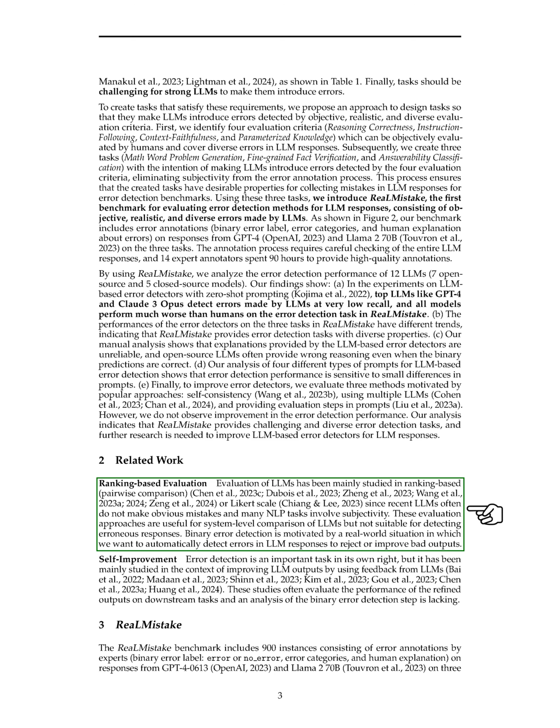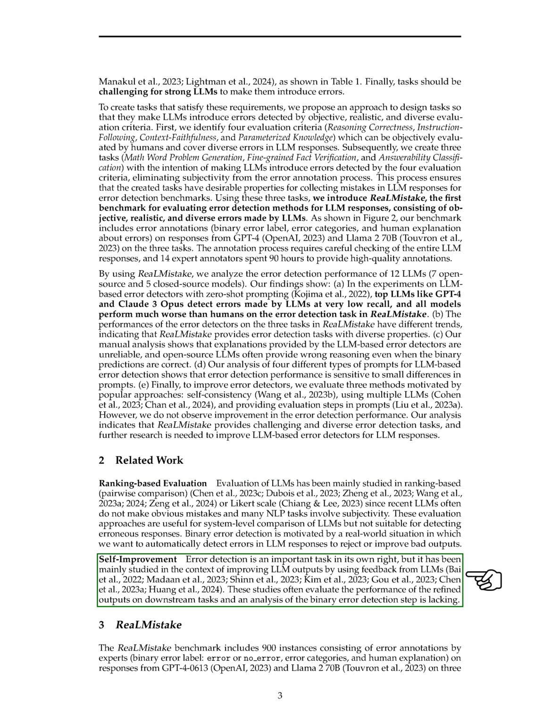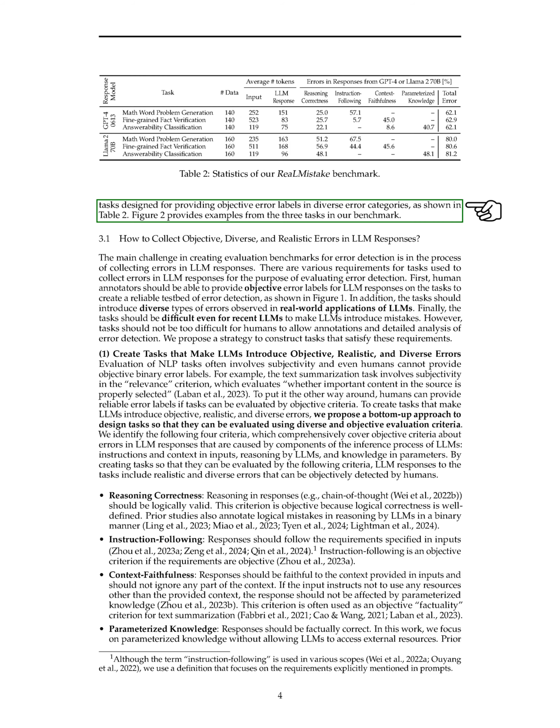Section: Self-Improvement. In this section, we present our approach to self-improvement. We have observed that error detection is crucial, especially in enhancing LLM outputs based on feedback from LLMs. However, previous studies have mainly focused on refining outputs rather than analyzing the error detection process itself. Our ReaLMistake benchmark contains 900 instances with error annotations by experts on responses from GPT-4-0613 and Llama 2 70B across 3 tasks. These tasks aim to provide objective error labels in various error categories.